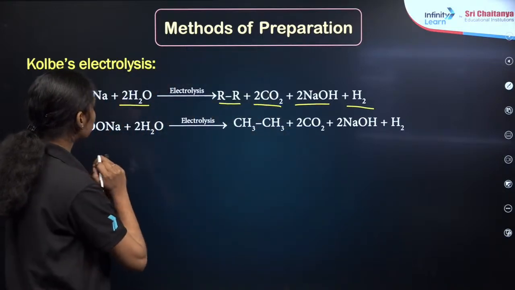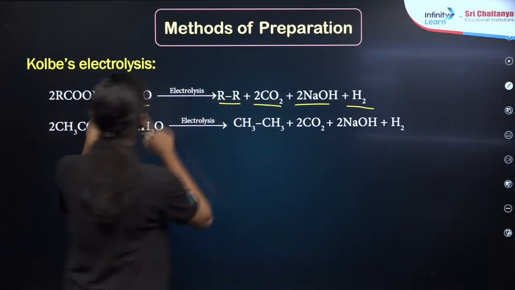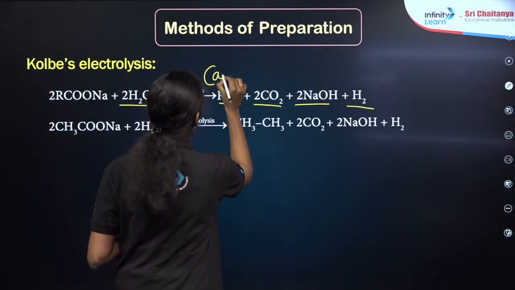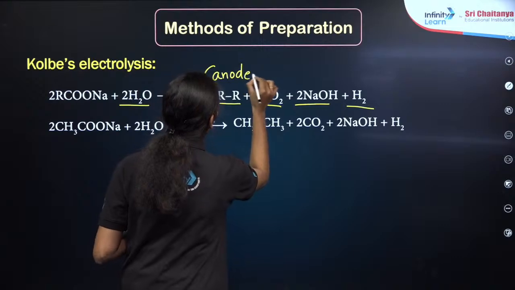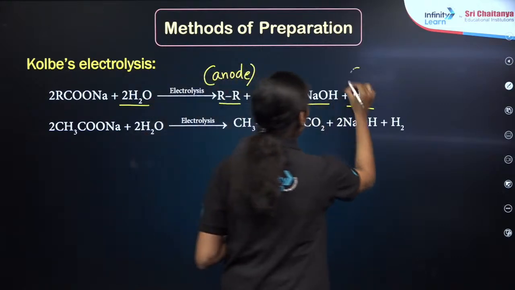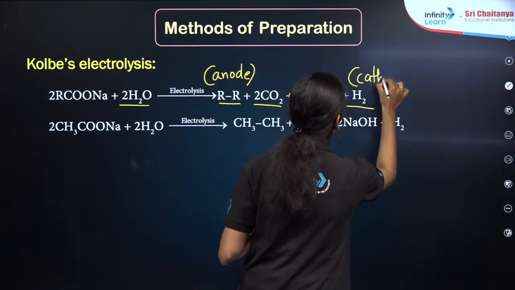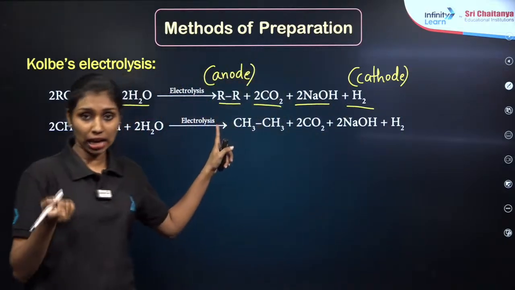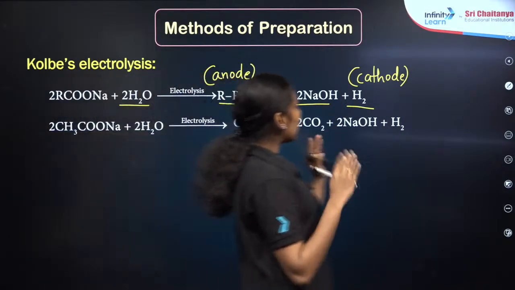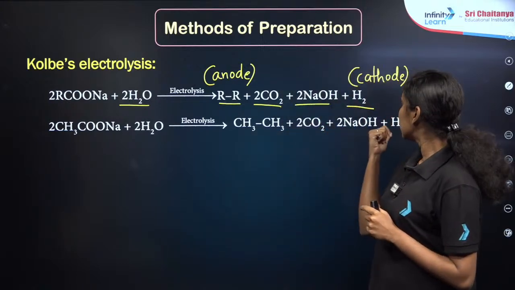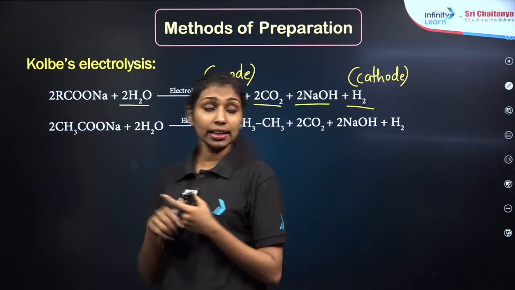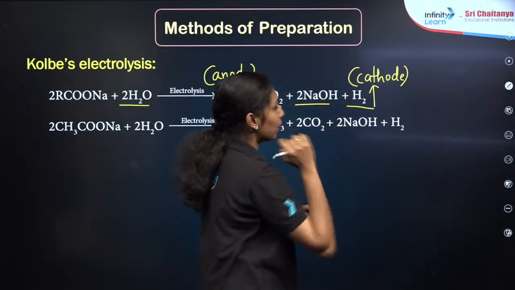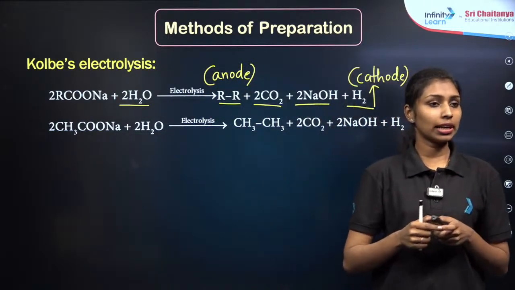So here, what you are observing is the electrolysis method. Two electrodes will be present here. The first one is the anode, the other is the cathode. The anode is having a positive charge, the cathode a negative charge. In the case of the anode, oxidation happens, which means loss of electrons. So the R-R group, the alkane, is produced at the anode, and the hydrogen gas is produced at the cathode. So this will be the method of Kolbe's electrolysis. Clear?